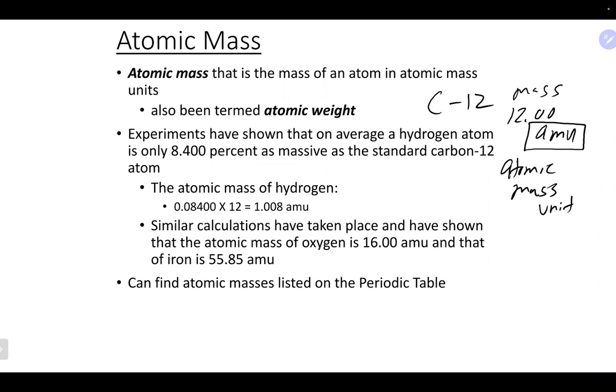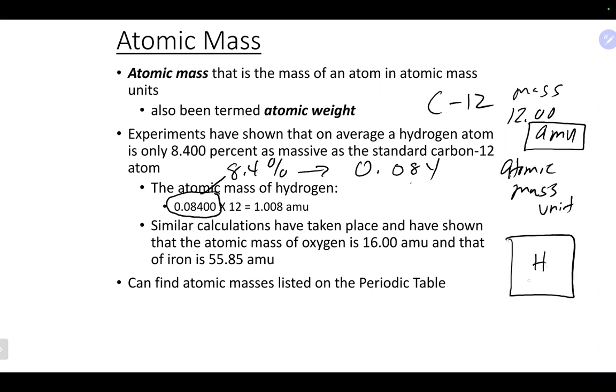So what they did was some experiments. For example, they found that on average, a hydrogen atom is about 8.4% as big as the carbon-12 isotope. So they did a quick math move here: 8.4% converted into a decimal, right? Move the decimal place two places to the left, or divide by 100, whichever way you like to do that. And we get a value of 1.008 AMU. And if you look on the periodic table underneath hydrogen, that is pretty much the number that you will see, depending on your periodic table and how they may round.